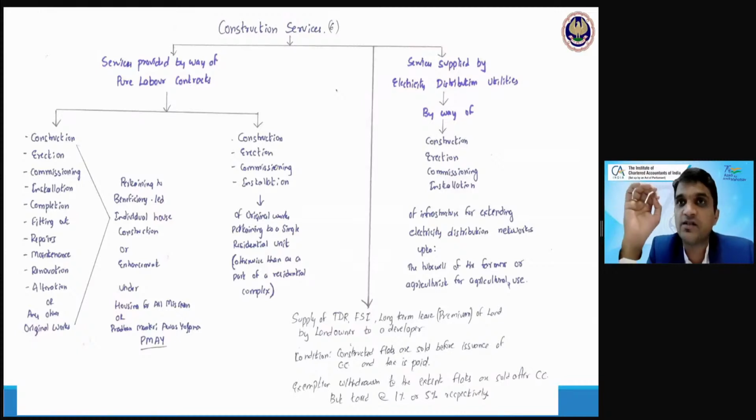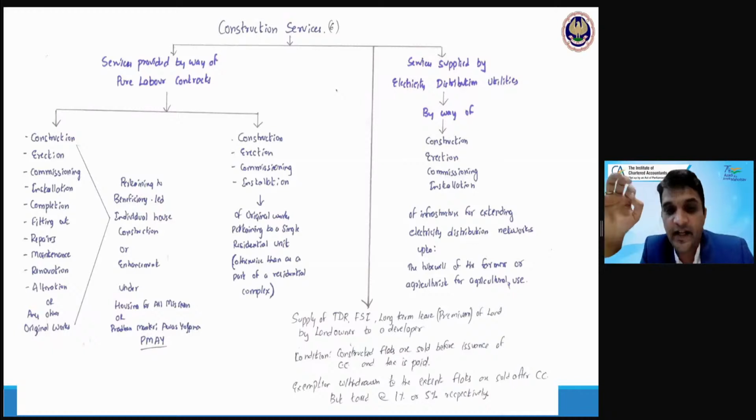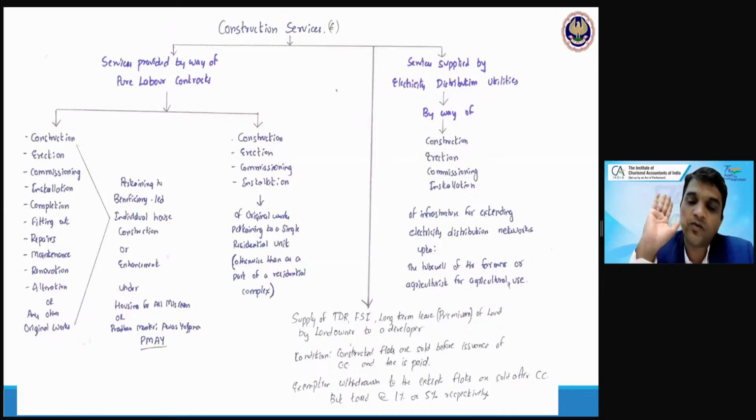When you get a completion certificate from the architect or from the government saying that, okay, your building is completed and this is the completion certificate, up to that point of time it will be treated as a movable property. After receiving the completion certificate, it is an immovable property. So up to the receipt of the completion certificate, whatever flats have been sold, GST will be paid on that, and whatever is sold after the completion certificate, GST is not paid.